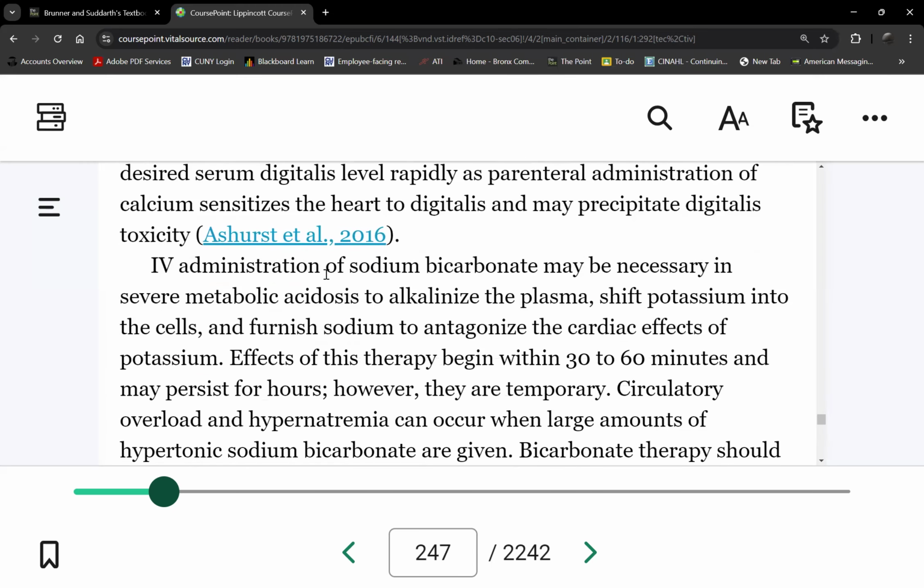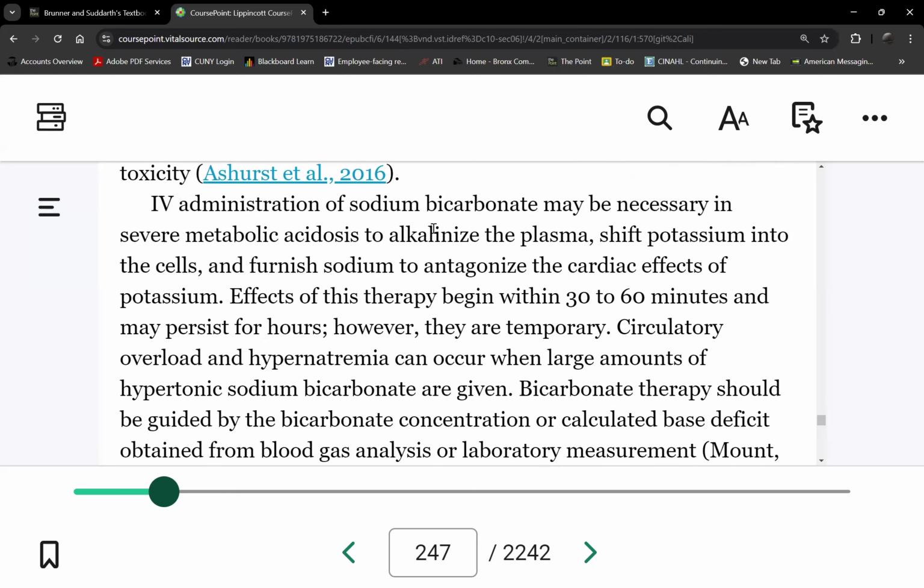Now, what does sodium bicarbonate do? Okay, let's read. IV administration of sodium bicarb will do what? Shift potassium to where? Into the cell. So bicarbonate will bind potassium and put it into the cell. So therefore, what happens to your serum potassium levels? It'll drop, either too low or at least to normal.